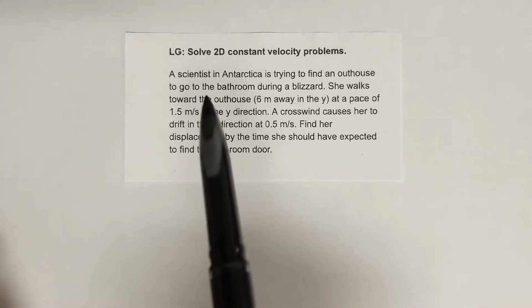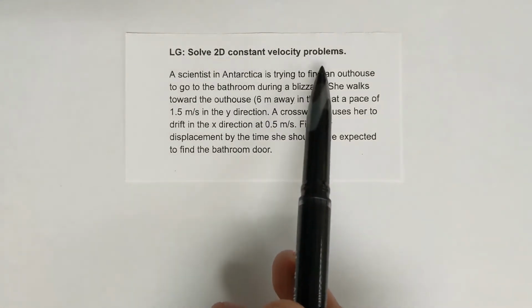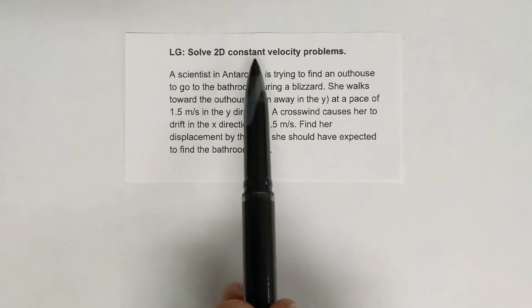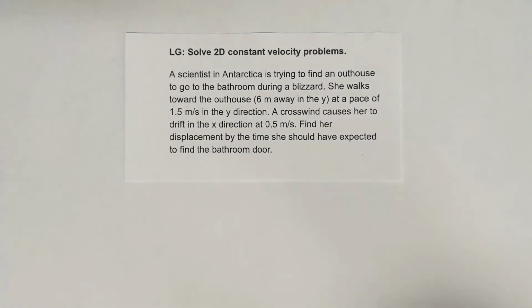Today's learning goal is to solve two-dimensional constant velocity problems. So we have a problem here that we should try to solve.